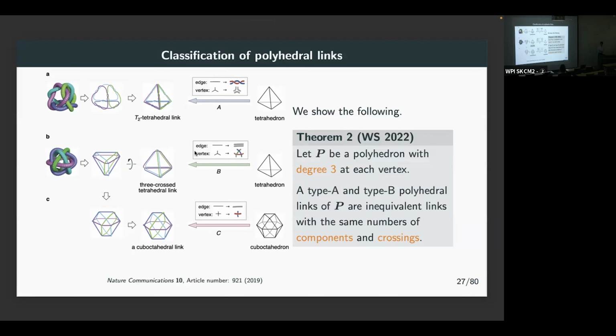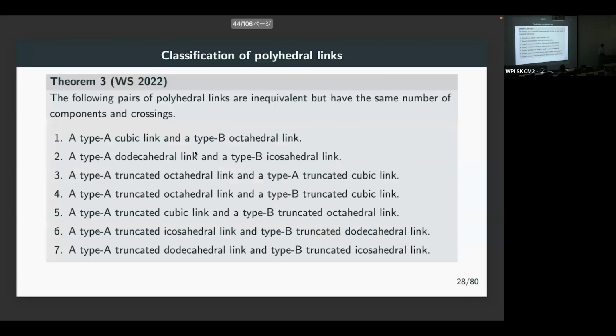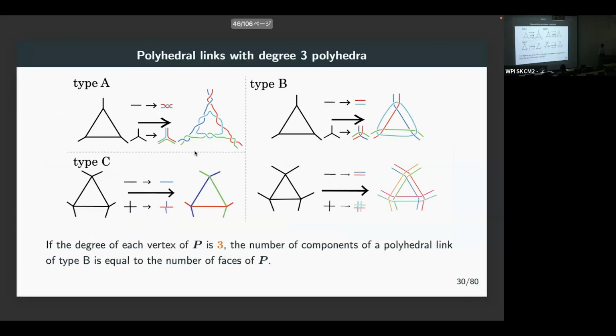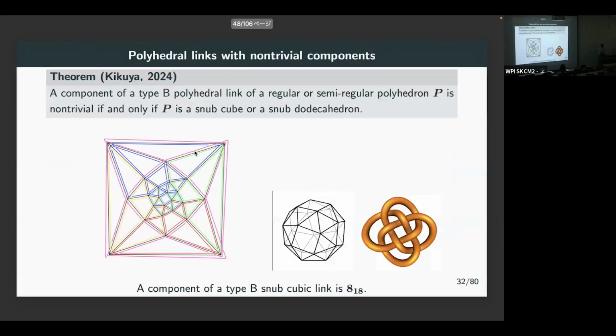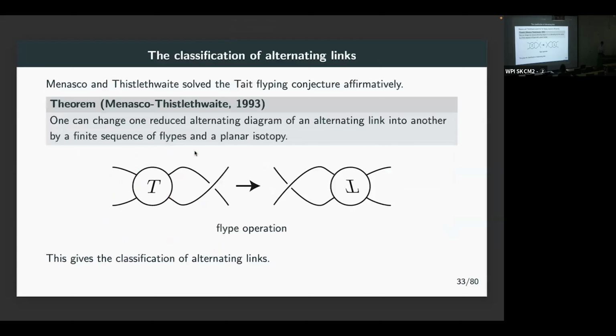And using this, you can make some supermolecules which share many of the same properties, but the topology is different. Okay, I'd like to give the idea of how you prove this. So this is the mathematical method we will use to show that those two links are different.